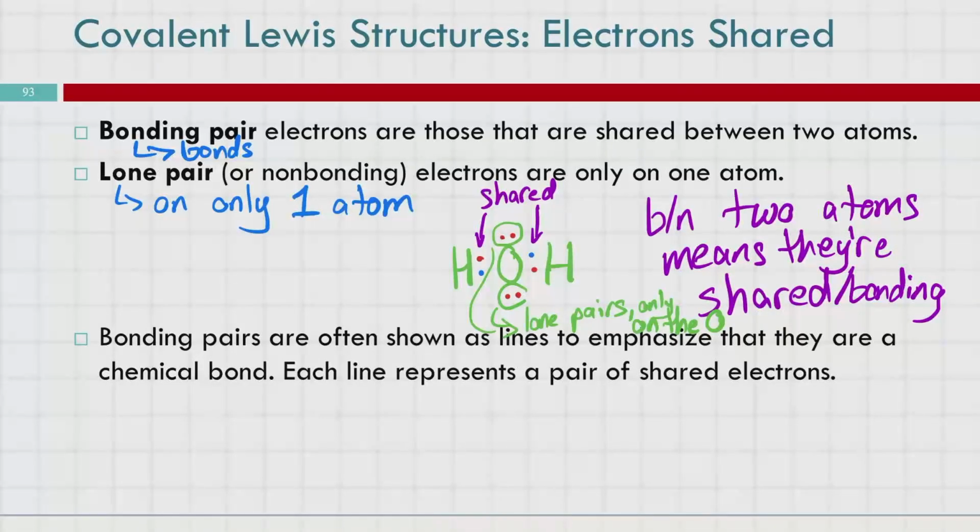Typically, we are not going to use dots if we have bonds. So these shared electrons, it can get confusing when we've got all of these dots, and so we use a different notation most of the time. And that's showing the bonding pairs of the shared electrons as lines.